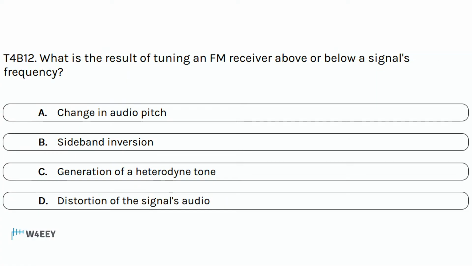What is the result of tuning an FM receiver above or below a signal's frequency? What do you think? Alpha? No. For FM, it might be for single sideband. D? Yeah, distortion. If you program the radio incorrectly, so that you are programming for a repeater frequency and you get it slightly off, you might hear a signal, but it's going to be distorted. Distortion of the signal's audio.